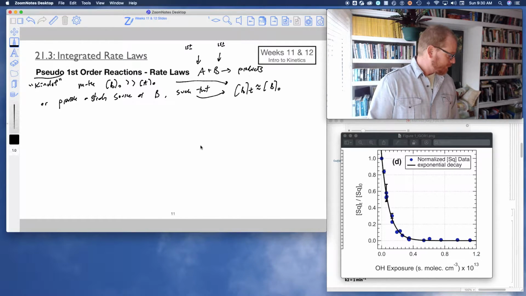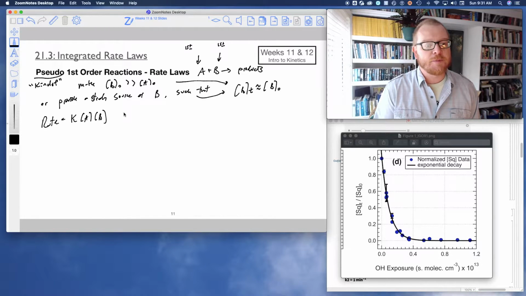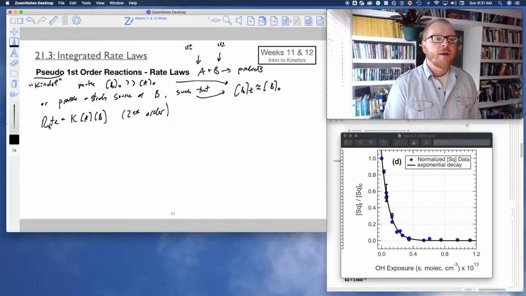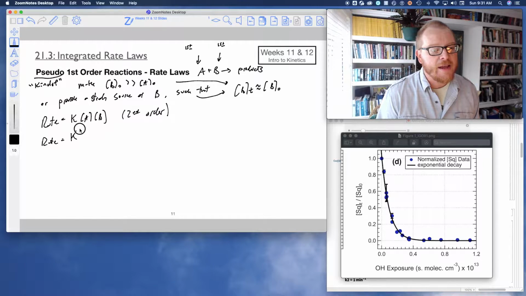Okay? And so now what we get out of this, our true second order rate would be k times A times B. So this would be our true second order reaction. But now, under pseudo first order conditions, this rate is going to be k prime times A. All right, so then I'll write next to that pseudo first order.